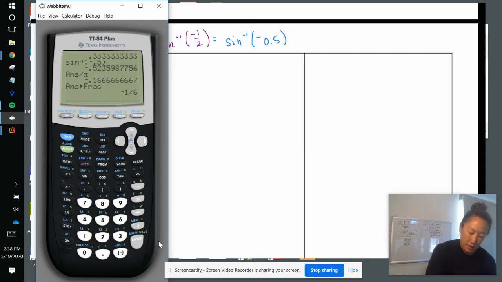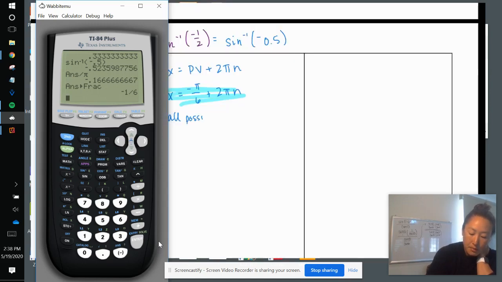So that's in the fourth quadrant. Okay. Yay, from the fourth quadrant, just like we thought. So we're going to use x is equal to the principal value plus 2 pi n, since we're in radians. Okay. So I'm going to write x is equal to negative pi over 6 plus 2 pi n. This gives me all possible solutions from the fourth quadrant.